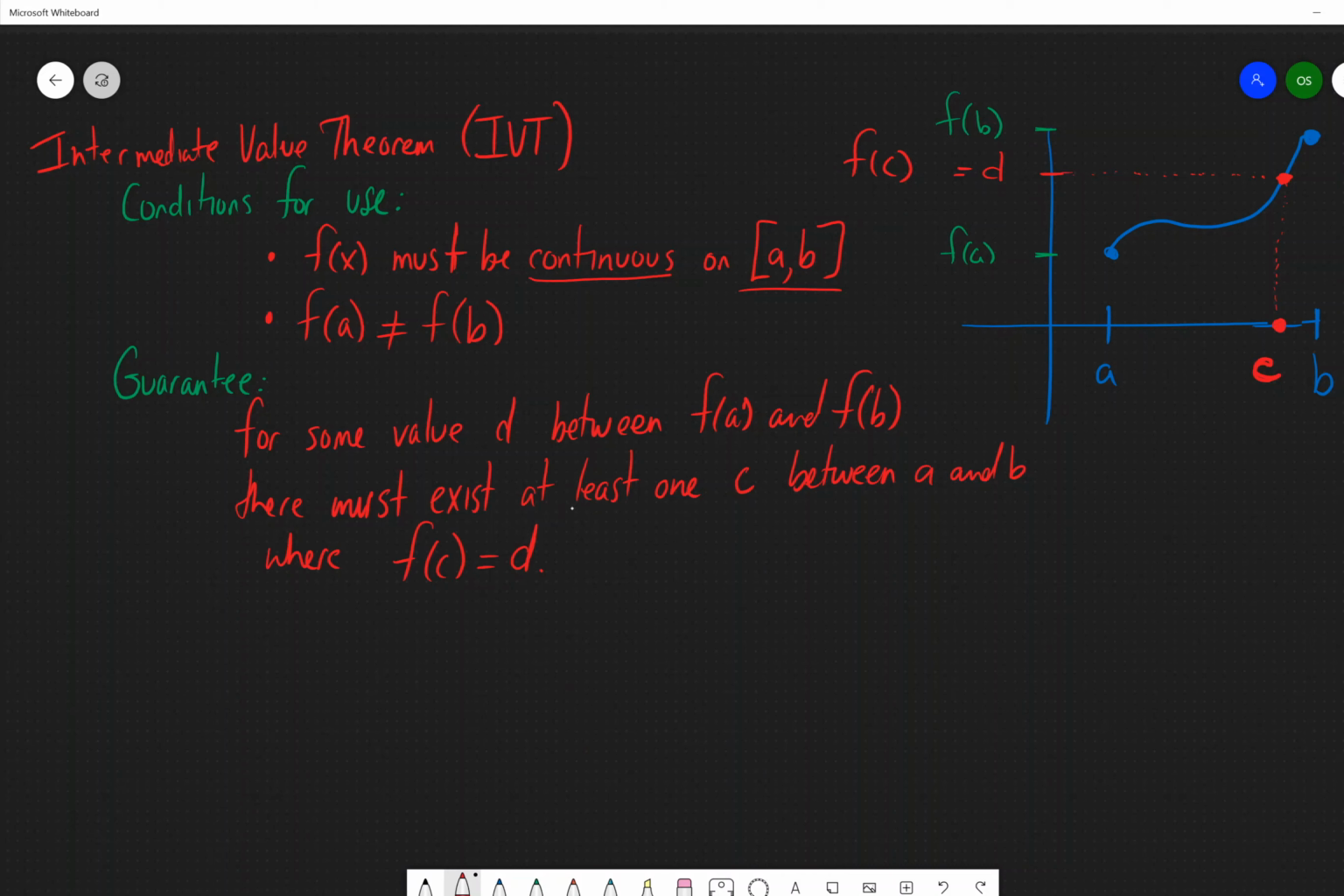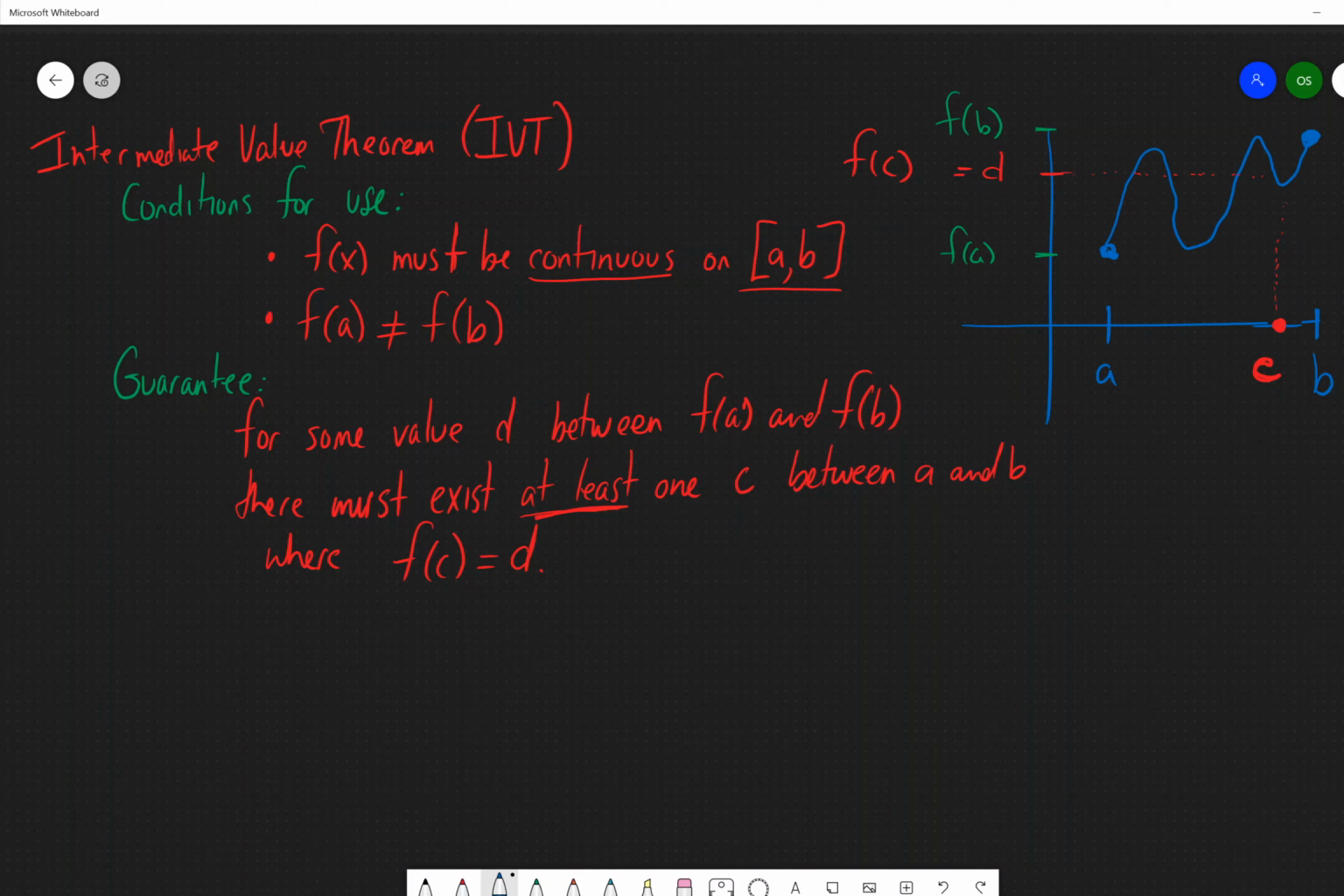Now, the other thing I want to point out, it says at least one. There might be multiple values from A to B, which would give us the same answer. So let's say I'm going to change the shape of my continuous graph here. So let's say maybe we had a graph that does this.